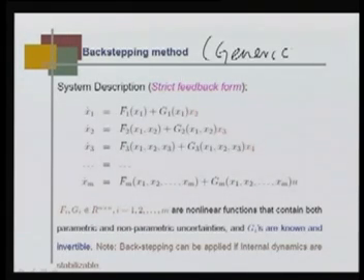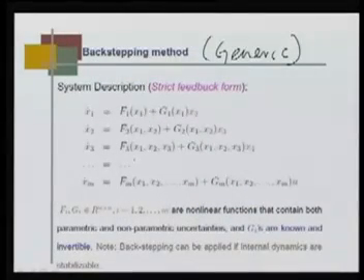We took an example, the last example, through which we explained what backstepping control is. Now we will give a general notion of backstepping. The general notion is that the system description must be in strict feedback form. What is the strict feedback form?